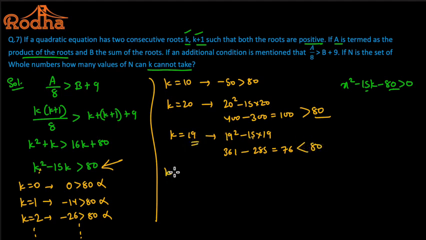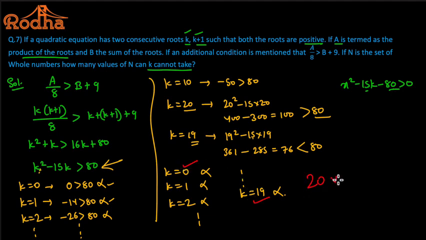So basically k equal to 0 it is not possible, k equal to 1 it is not possible, k equal to 2 it is not possible, and we move on like this. Till k equal to 19, it is not possible. From k equal to 20, it first starts to hold. So k cannot take values from 0 to 19, total 20 values. So 20 would be the answer. That's the funda behind such a question.